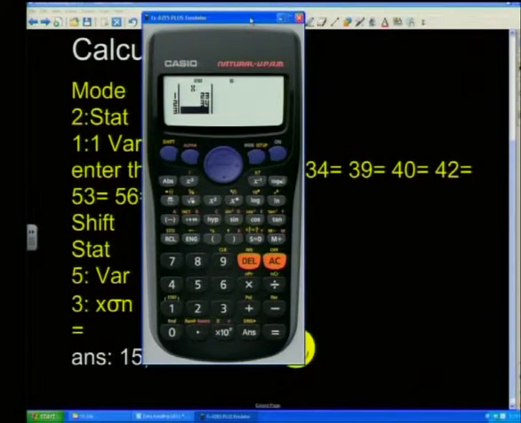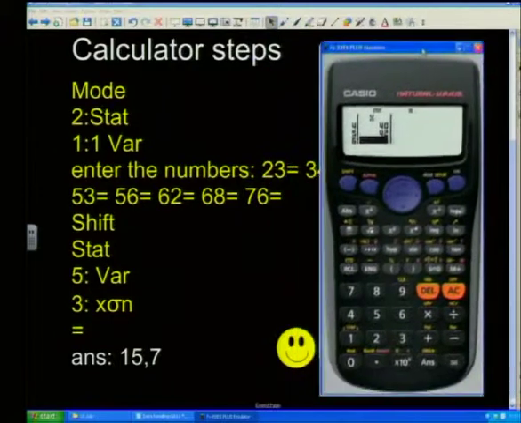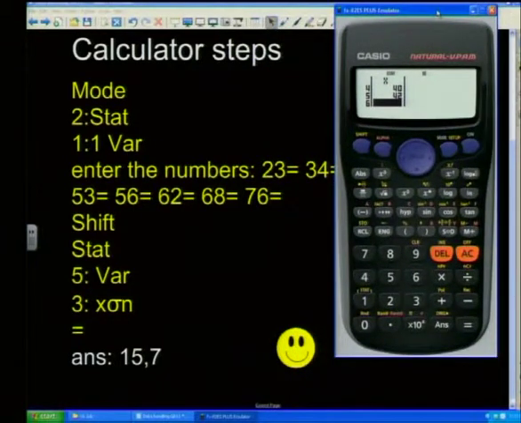So we've got 34, the next one is 39. Hit the equal button, and you see it falls nicely under the column of X. So we've got 34, 39, the next one was 40. And then we've got 42. All right, once again, guys, I'm going to have to move the calculator across so that we can see the rest of these values. So we've got up to 42.